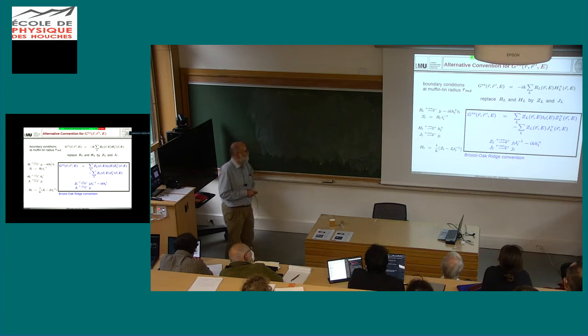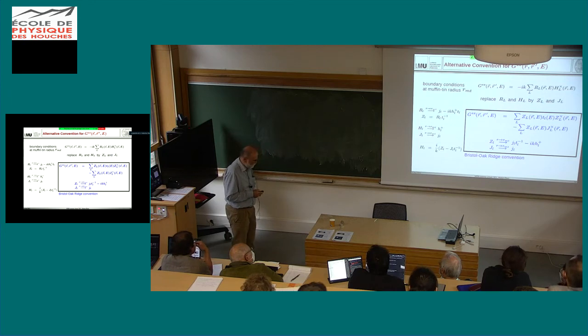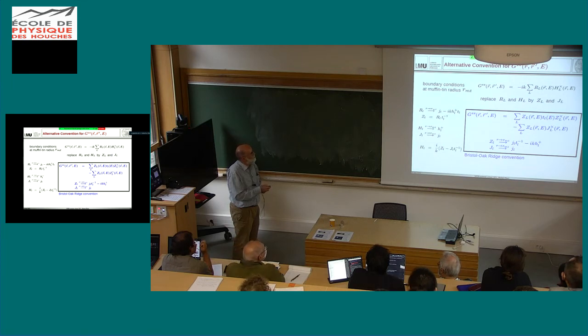So this was Faulkner, Stokes, and Ballast-Scherfy. And they use different boundary conditions for the regular and irregular functions. They replace R by Z and H by J. But of course, the function you get at the end is absolutely the same.